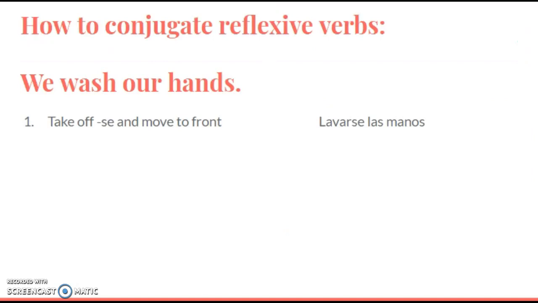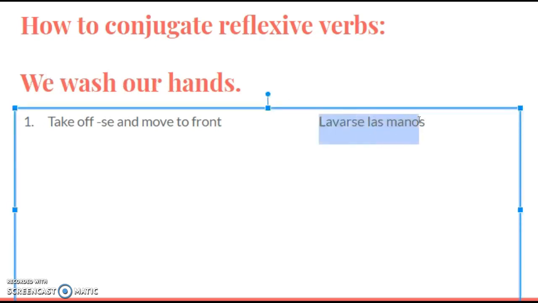So here's how to conjugate reflexive verbs. I'm going to do the example, we wash our hands. So that would be lavarse las manos, to wash, to ourselves because it's our hands, las manos. So step one is take off the se and move it to the front. So I'm going to delete my se here, take it off, and move it to the front.